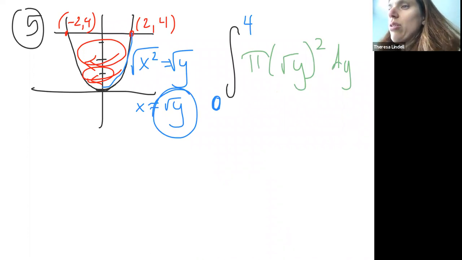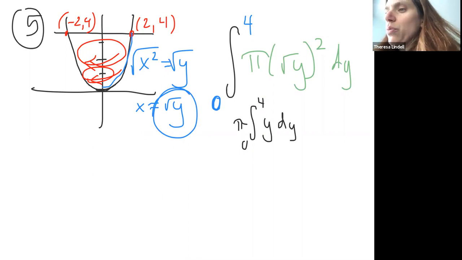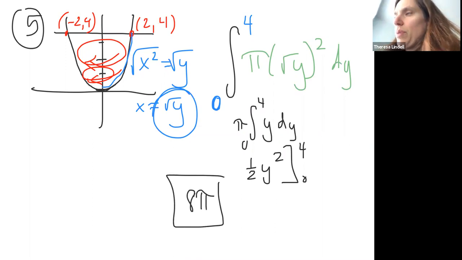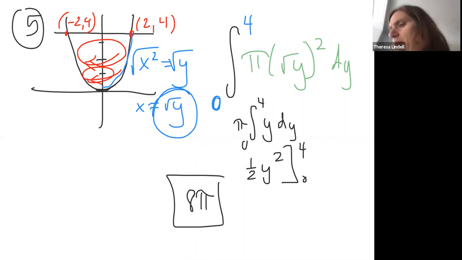And then this one's actually super easy to go backwards from, because if I pull the pi out, it's literally just y dy. So it's 1/2 y squared from 0 to 4, and 0 is going to be 0. 4 squared is 16, divided by 2 is 8, so it's 8 pi, which is about 25.13 or something like that.